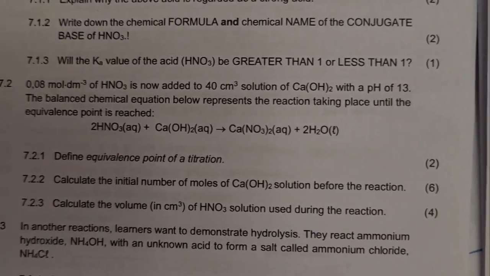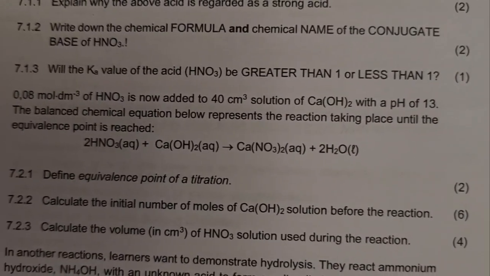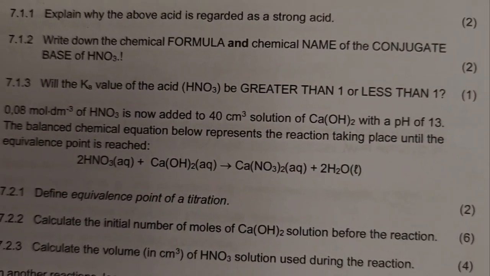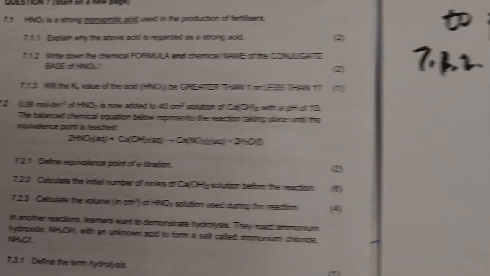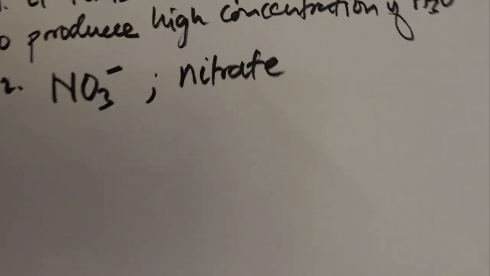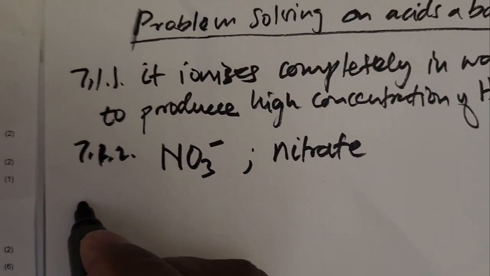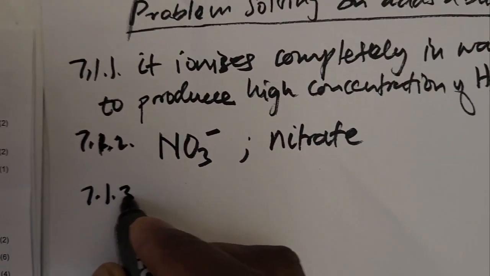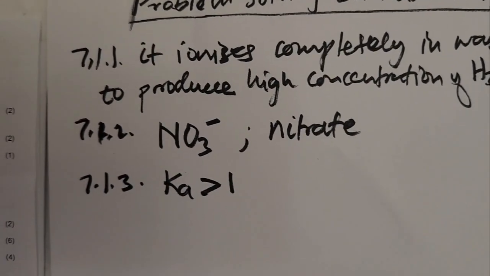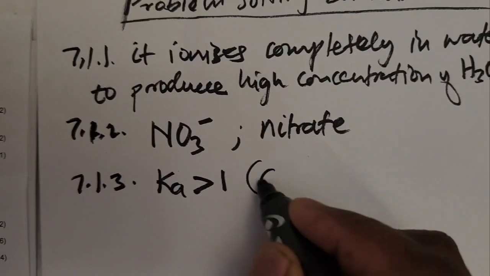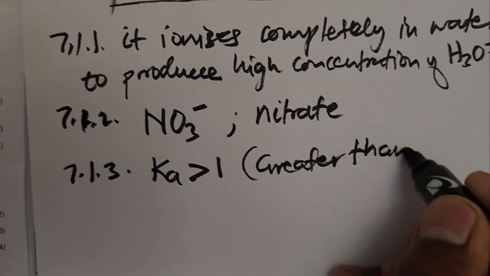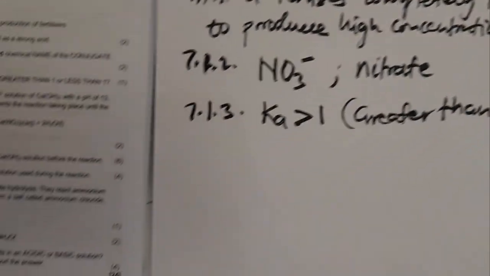7.1.3, they say, will the Ka value of the nitric acid be greater than 1 or less than 1? We know it's a strong acid. Therefore, strong acids have high Ka values which are greater than 1. Therefore, the Ka value will be greater than 1. If you follow the wording in there, you write greater than 1.